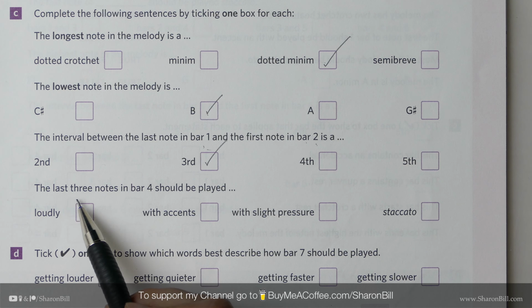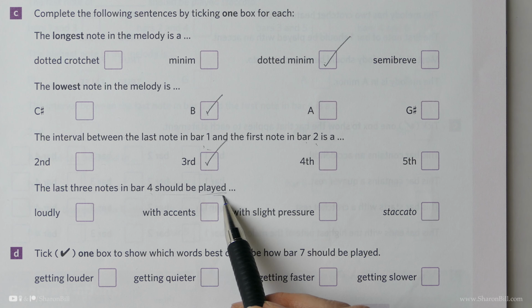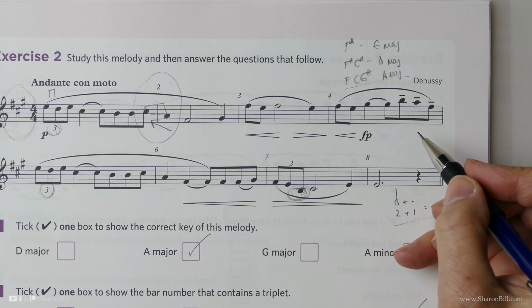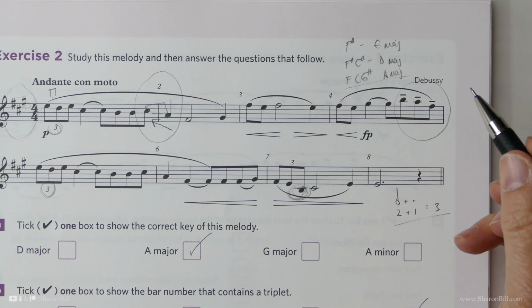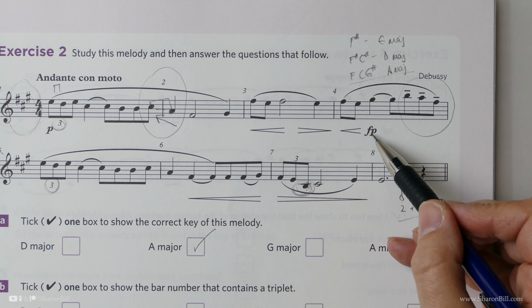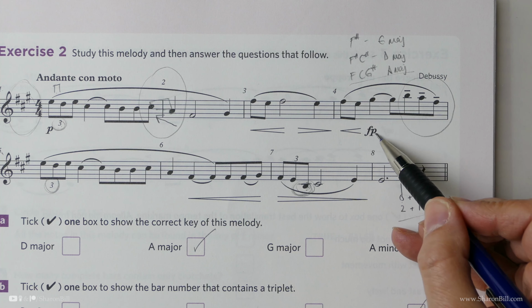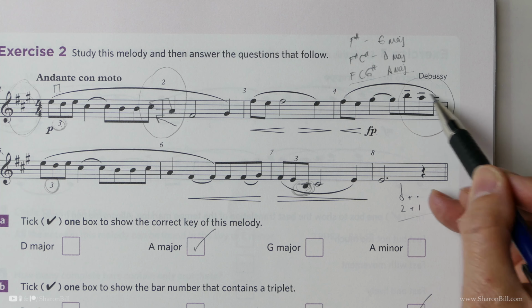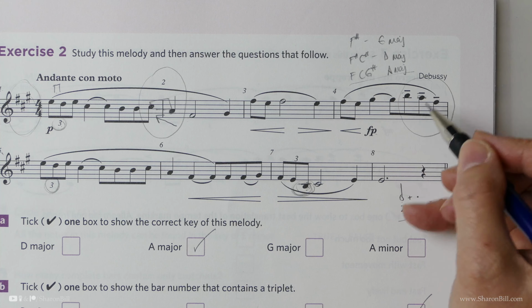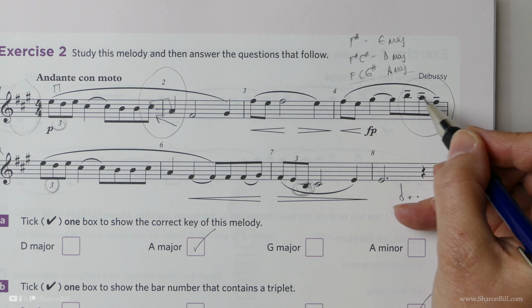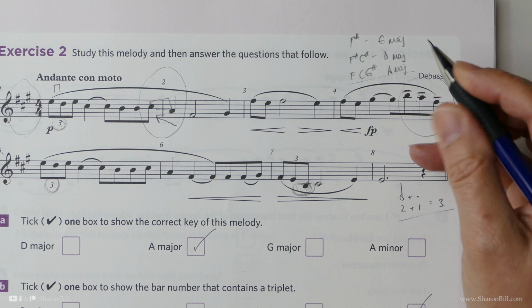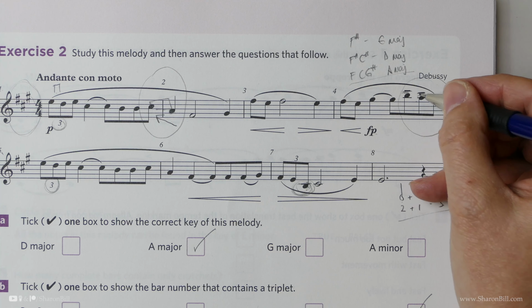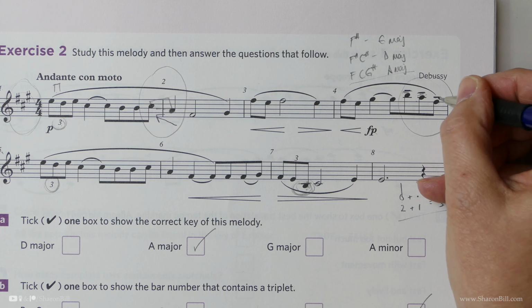Now, how should the last 3 notes of bar 4 be played? So let's see what happens in bar 4. So the last 3 notes are here. And so we've got louder, we've had a sudden loud, then quiet, but then here we've got these particular articulation marks, and these are what are referred to sometimes as tenuto marks, which means that they are given a slight pressure, full value, and it's not as harsh as an accent, but a kind of a push, a slight pressure. They are our tenuto marks.